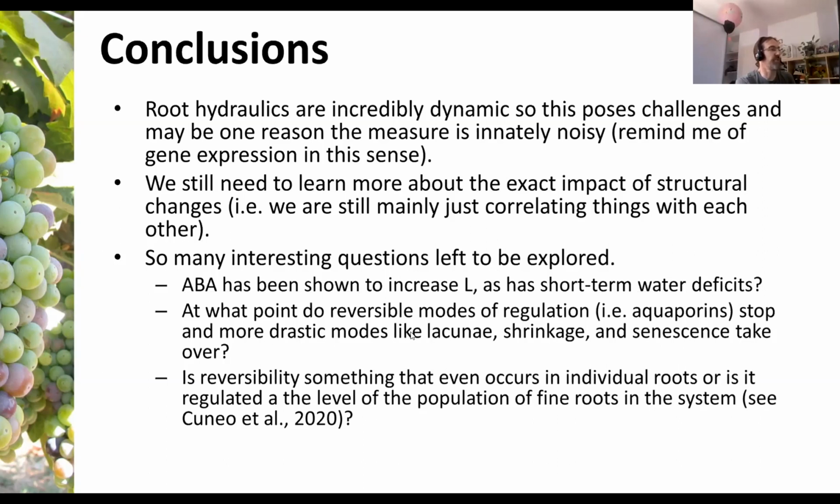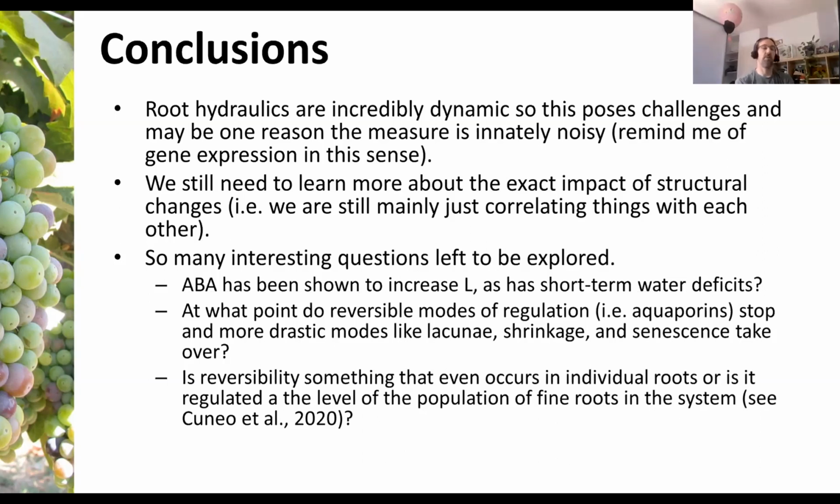At what point do reversible modes of regulation like aquaporins stop, and more drastic modes like lacunae or root shrinkage, or even senescence, take over? Because a lot of roots die seasonally in perennials. When do they take over? We don't really know this. And is reversibility something that even occurs? Maybe, as an analogy in leaves, if a plant is going to shed a leaf, the moment it decides to shed that leaf, it's not going to decide to bring it back, right? It's committed. So is reversibility something that it even employs in roots?